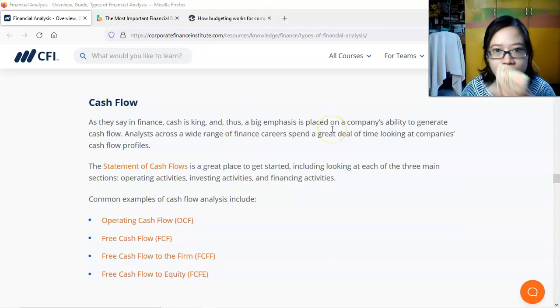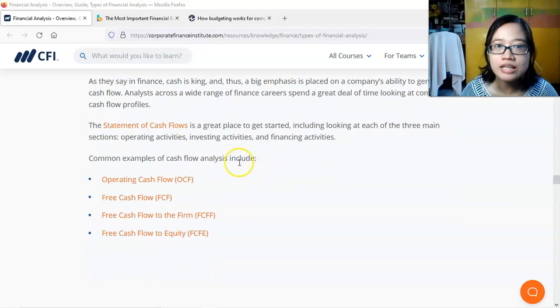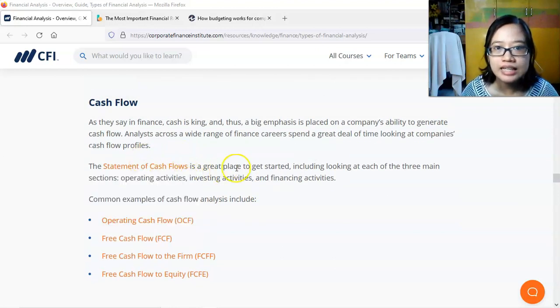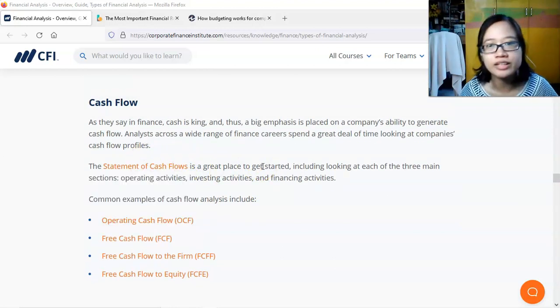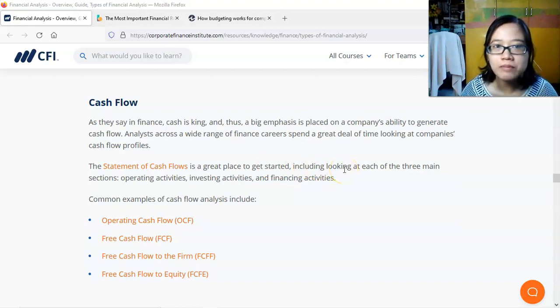Okay? So, in a way, merong big emphasis is placed on a company's ability to generate cash flow. Okay? Analysts across a wide range of finance careers spend a great deal of time looking at companies' cash flow profiles. Okay? So, dito naman, statement of cash flow ang titingnan. Okay, tapos dun sa cash flow, nakaseparate siya into 3 sections.